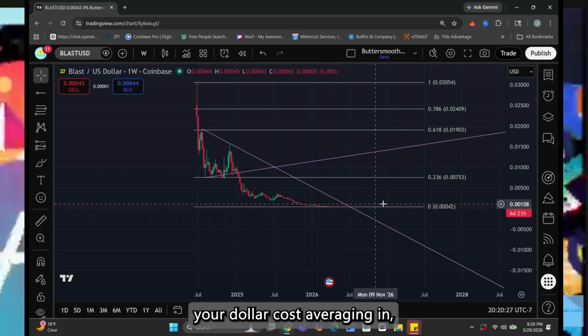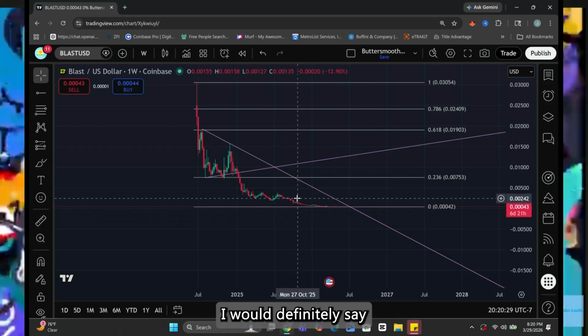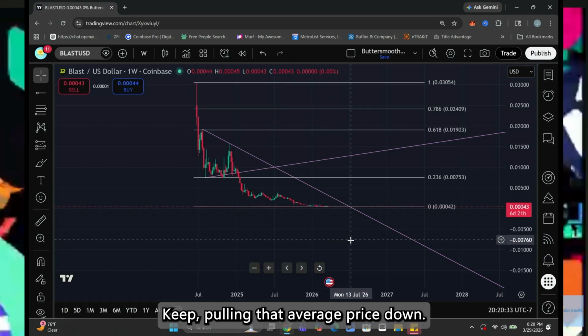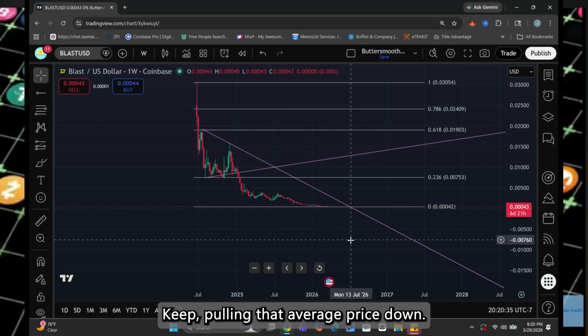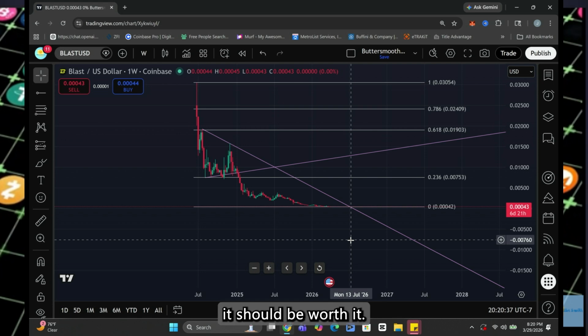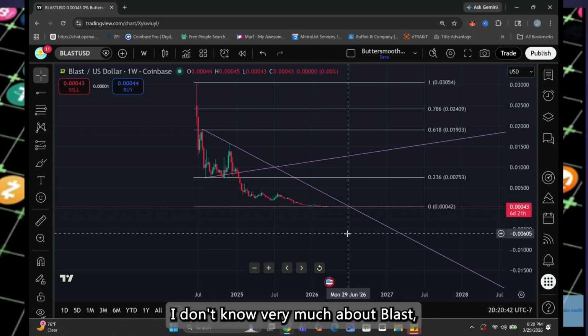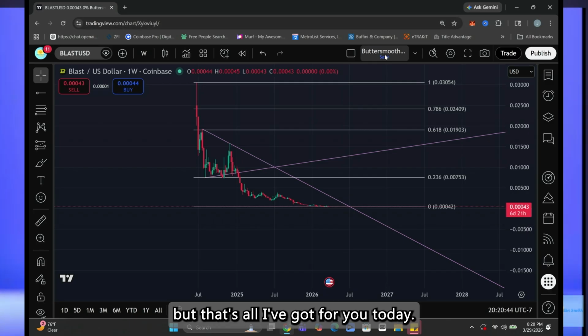If this is a token you're dollar cost averaging in, I would definitely say, hey, keep trucking away, keep doing your thing, keep pulling that average price down. And one of these days it should be worth it. But again, not financial advice. I don't know very much about Blast, but that's all I've got for you today.